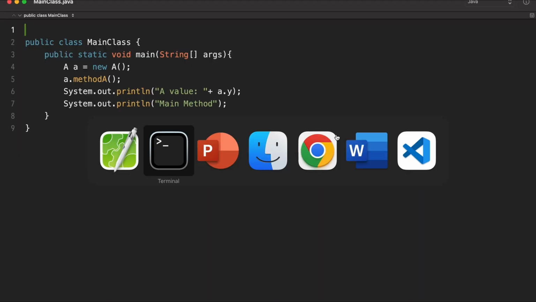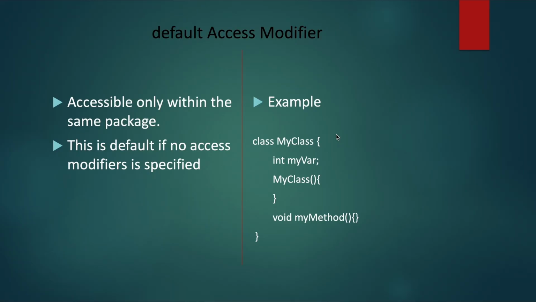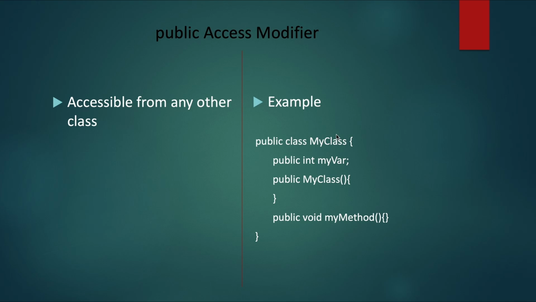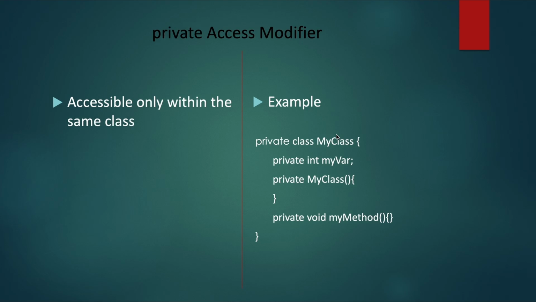So as you can see, we have covered all four. Let me give you the preview. Public access modifier, we can access within the class, within the package or outside of package. There is no restriction. Okay. Private access modifier, we can access within the same class only. We cannot access a private class outside of package or even within the same package. We can access members of that class within the class only.